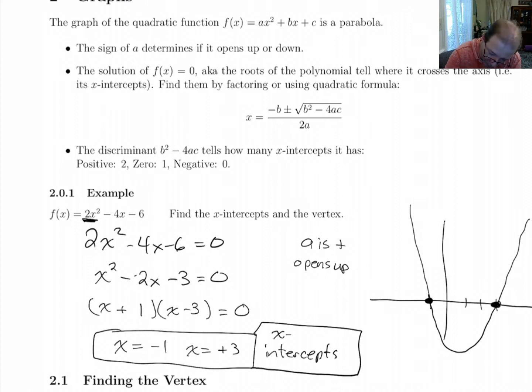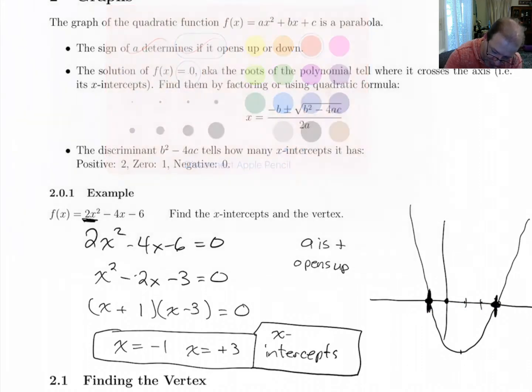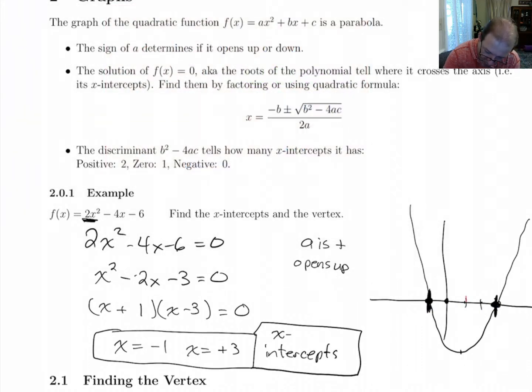And here's the cool thing. If it crosses the axis here and it crosses the axis here, then halfway in between is going to be where it has its vertex, just by symmetry. So let's work this out. This is at -1, 0, 1, 2, 3. So if I go across here, that's a length of 1, 2, 3, 4. So that means my vertex is going to be here at 1.